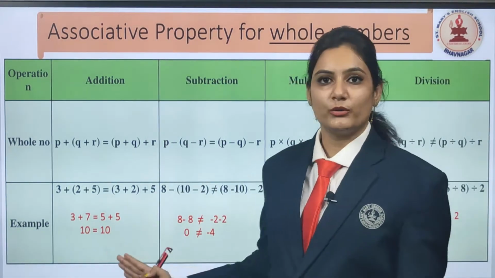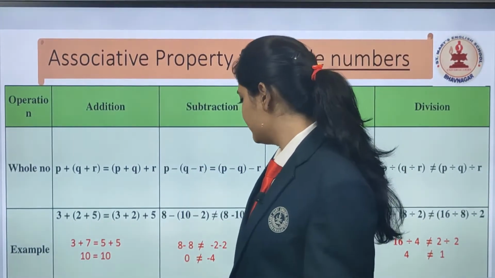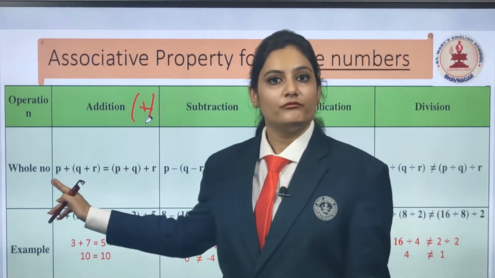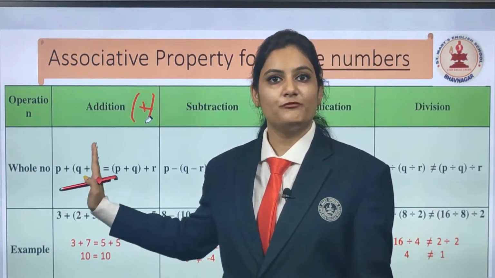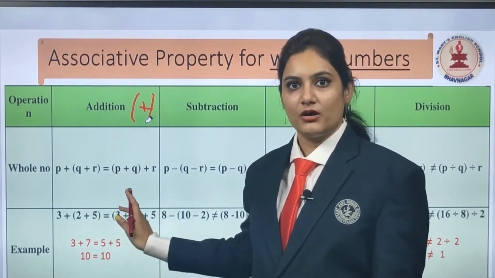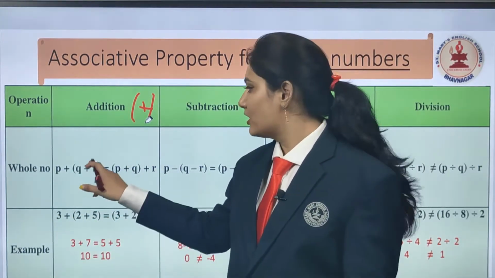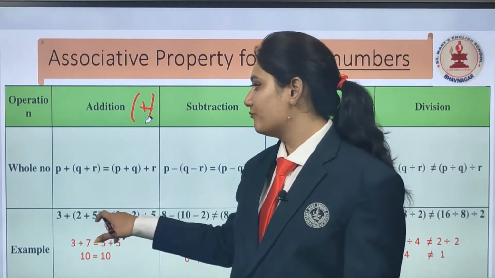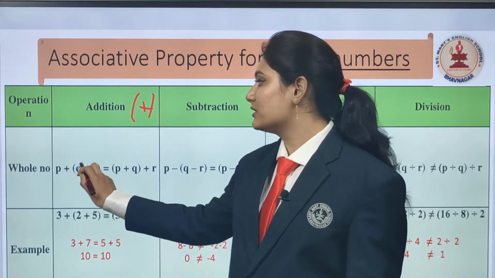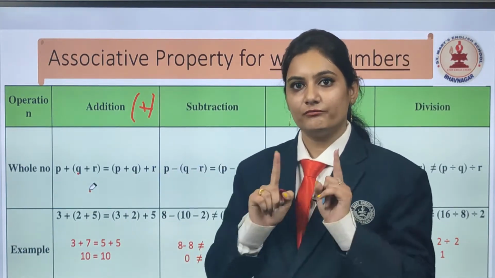Now first we are doing the addition, okay. What is the sign of addition? It is plus, correct. Now we are doing the associative property for whole numbers. See, we have taken three numbers P, Q, R. Any number you can take. We have taken here 3 as P, 2 as Q and 5 as R, and we are performing the operation of addition. We will first solve the bracket, that is Q plus R.